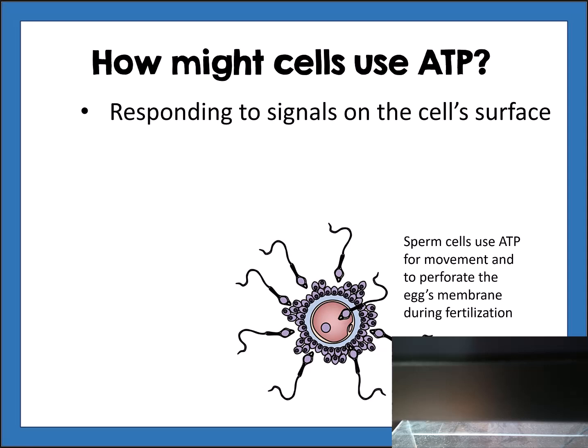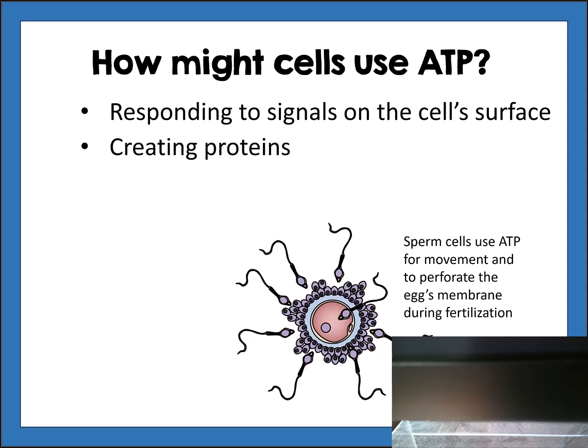So how might cells use ATP? What do they need it for? One example is responding to signals on the cell surface. We discussed that cells have a membrane that has proteins and carbohydrates and cholesterol embedded in it, and there are compounds on the cell's surface, on that cell membrane, that help the cell to recognize other cells and its environment. And so one of those signals require ATP, require energy in order to process the environment.